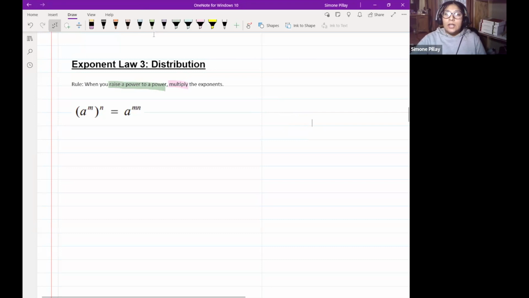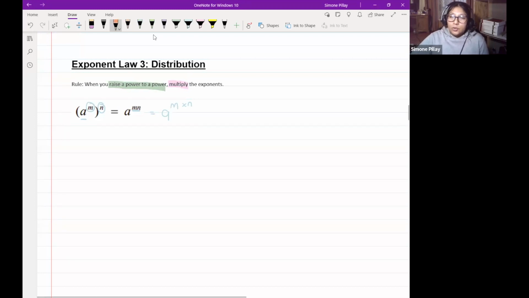And so let's look at what we do here. If I had a, which is my base, to the power of m, and this is being raised to the power of n. Okay, and so what do we do here? My rule is that I have to multiply my exponents. And so this, in case you didn't know, a^(mn) is the same thing as a^(m times n). So that is that on that.